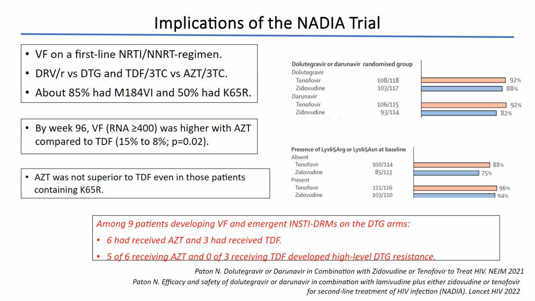Finally, those receiving AZT were at greater risk of developing dolutegravir resistance mutations. Among the 9 patients with virological failure and emergent INSTI drug resistance mutations on the DTG arms, 6 had received AZT and 3 had received TDF. Moreover, 5 of 6 receiving AZT and 0 of 3 receiving TDF developed high-level dolutegravir resistance.